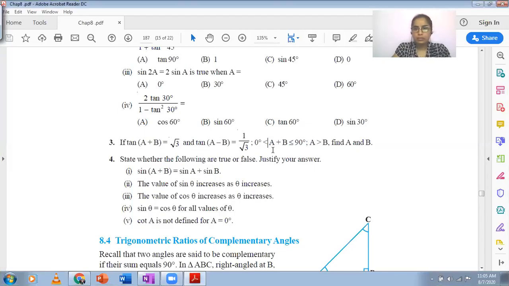So we have been given this, and A plus B is less than or equal to 90 degrees. That means the angles A and B, their sum is either equal to 90 degrees or the sum is less than 90 degrees. Both these angles are acute in that case. Only then we will have this.